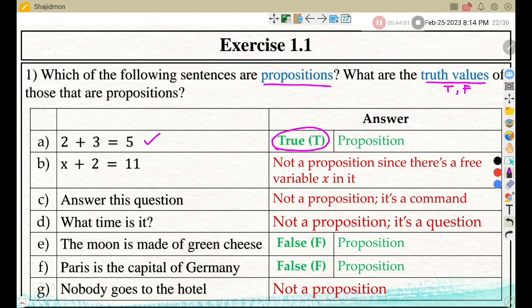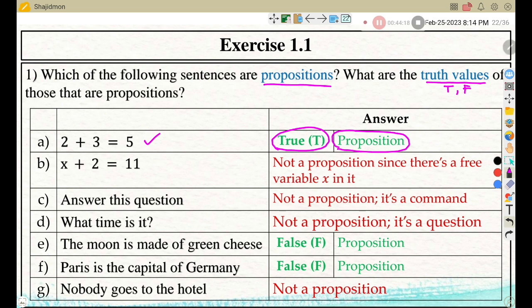True means it is a proposition, correct? The answer is also given here, for reducing the writing and the time duration. So 2 plus 3 equal to 5 is a proposition because it is a true statement. Okay, so it is a proposition.